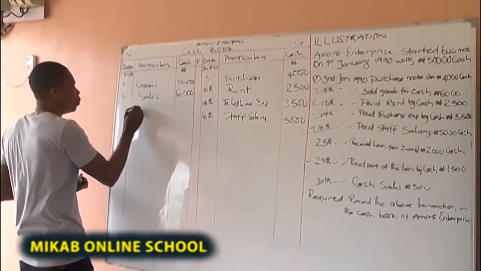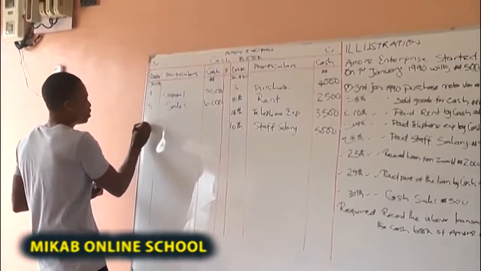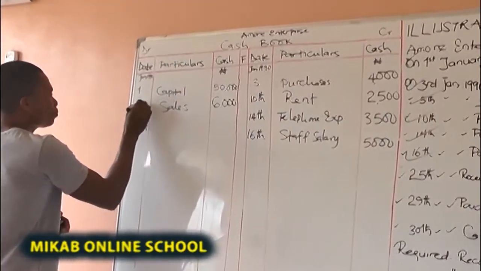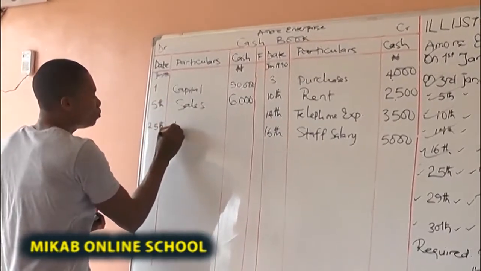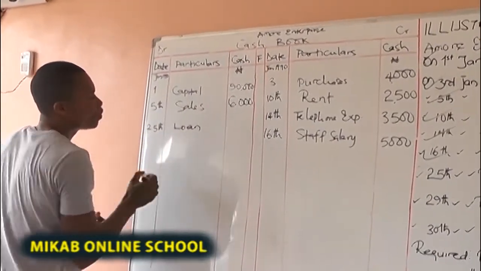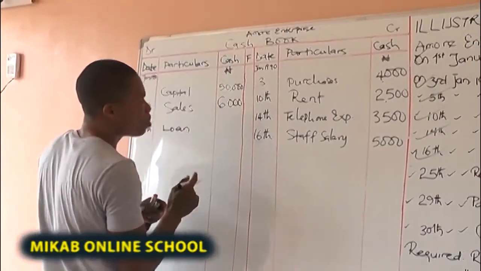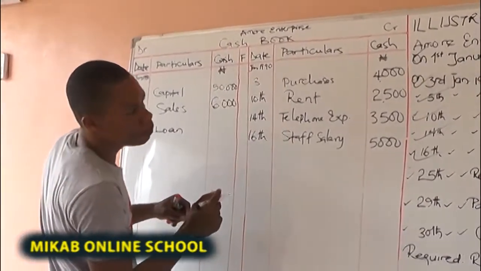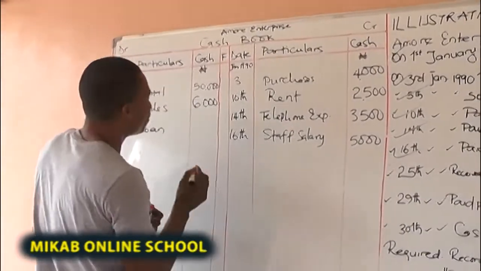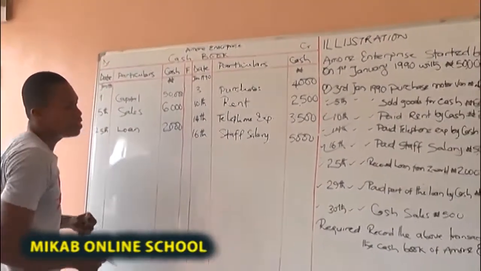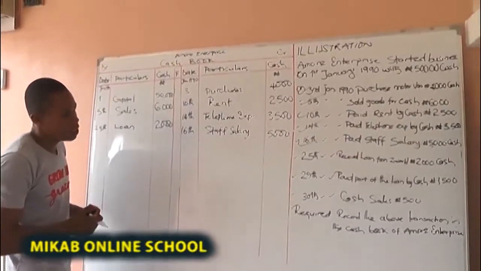Here you said loan. On what date? 25th. You said loan, from who? You can put Z-World in brackets, or you just leave it as loan. At what value? 2,000 naira. Then the next one is on the 29th.